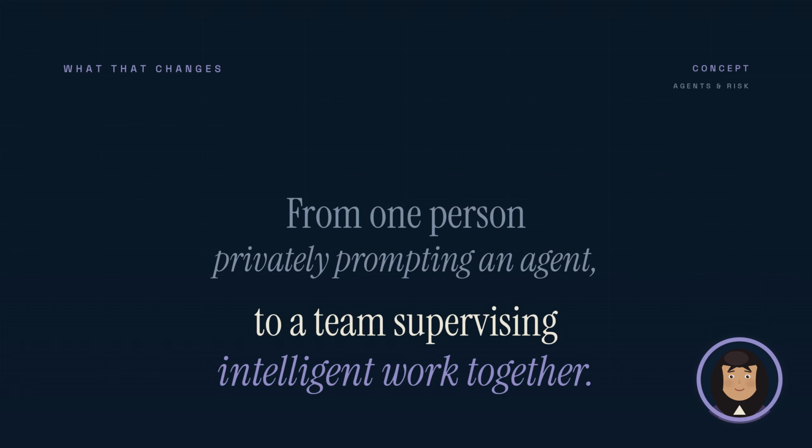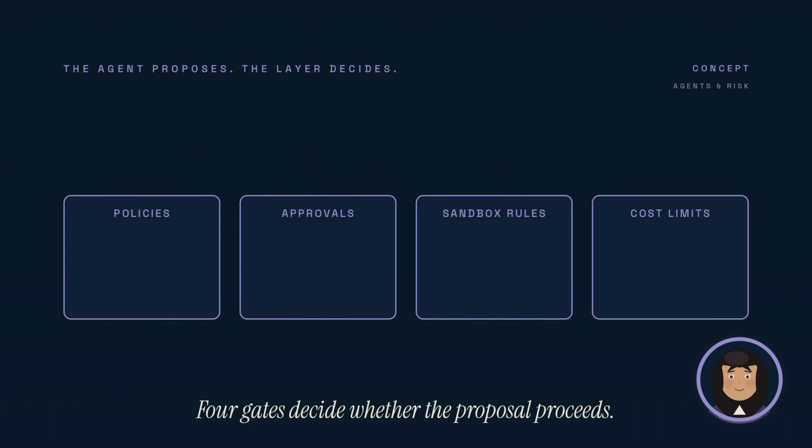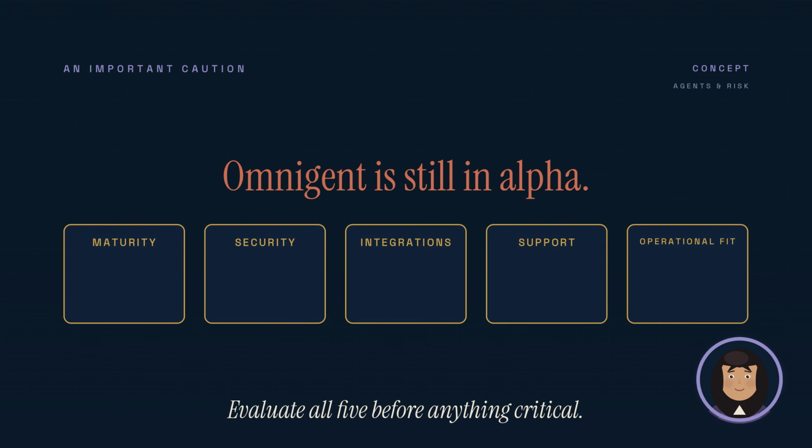In our autonomous financial agents video, we said the goal is not unlimited autonomy, it is controlled autonomy. Omnigent applies the same thinking at the infrastructure level. The agent may propose an action, but policies, approvals, sandbox rules, and cost limits determine whether it can proceed. There is also an important caution. Omnigent is still in alpha. Companies should evaluate its maturity, security, integrations, support, and operational fit before using it for critical workloads.